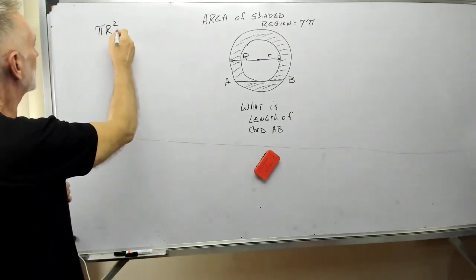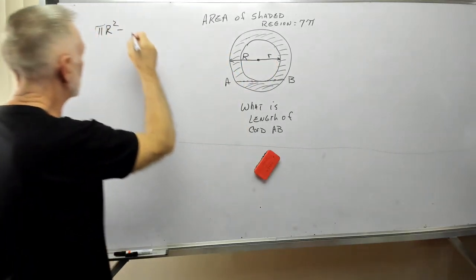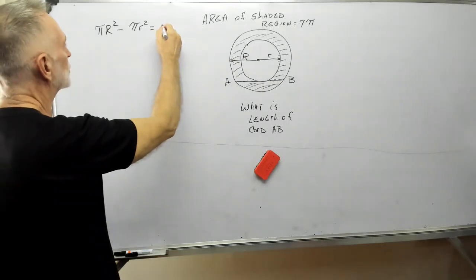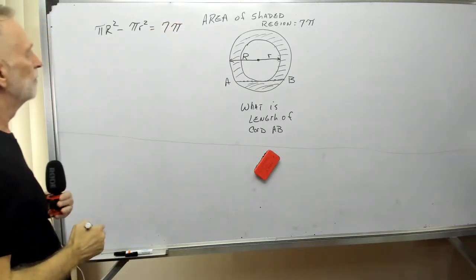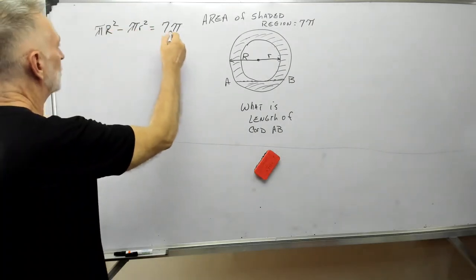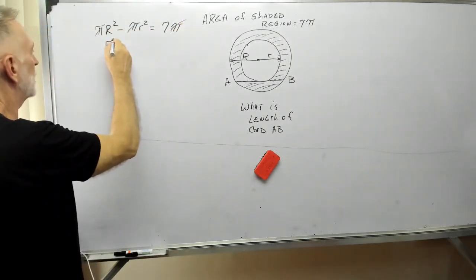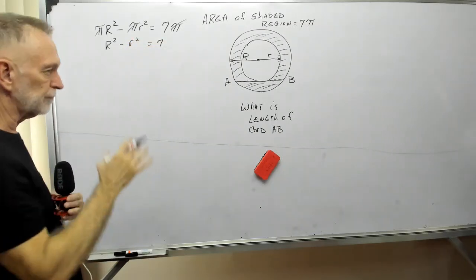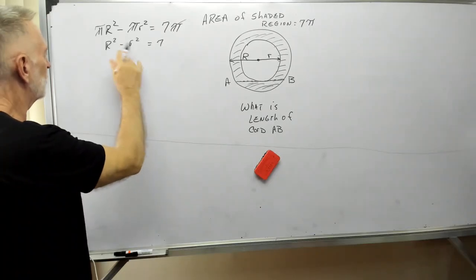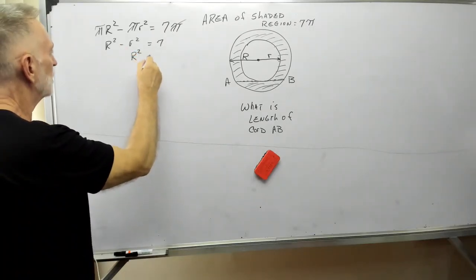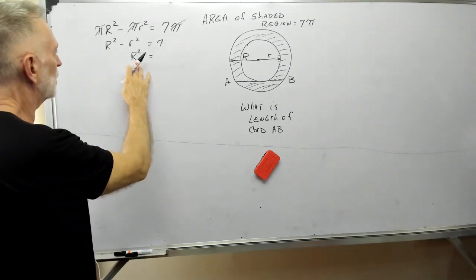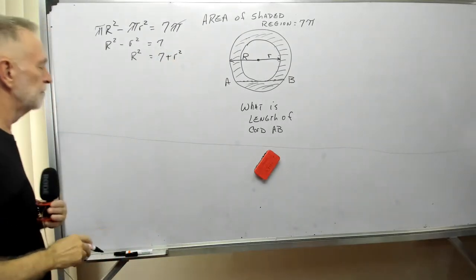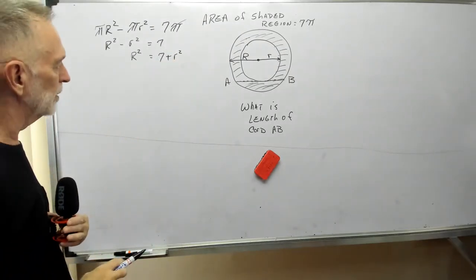All right, pi R squared minus the area of the inner circle, pi little r squared, is equal to 7 pi. Now I can divide pi out of all sides, and I end up with the larger radius squared minus the smaller radius squared equals 7. Or, let me just for the moment solve for one of those: the larger radius squared equals 7 plus the inner radius squared. All right, let's hold that thought.